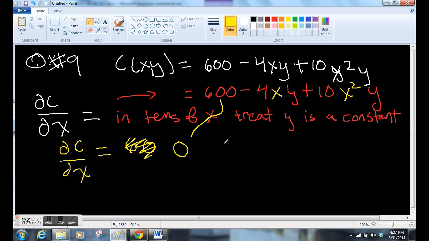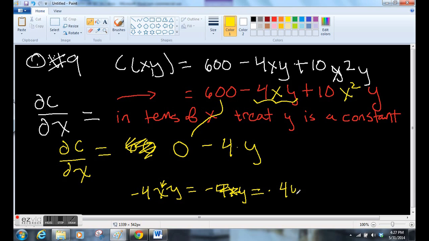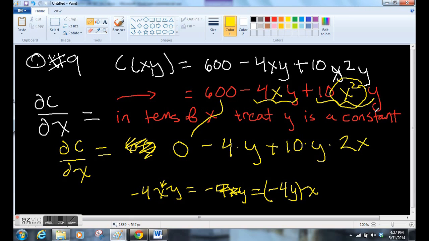So the derivative of 600 is 0, because that is a constant, minus, what is the derivative of this piece? Well, it's 4x, but this is a constant, so the derivative of that is negative 4 times y. Why is that? Because negative 4x times y, the derivative of this piece, this is the only variable, and these two pieces are constants. So you could almost think of this as factoring it out like this for y times x. And now that piece is a constant. So minus 4y, and the derivative of this piece, well, plus 10, y is a constant, so it's just multiplied in front, and the derivative of this is 2x. Right? So your answer here is negative 4y plus 20x, because the 10 times the 2. So that's the derivative in terms of x.